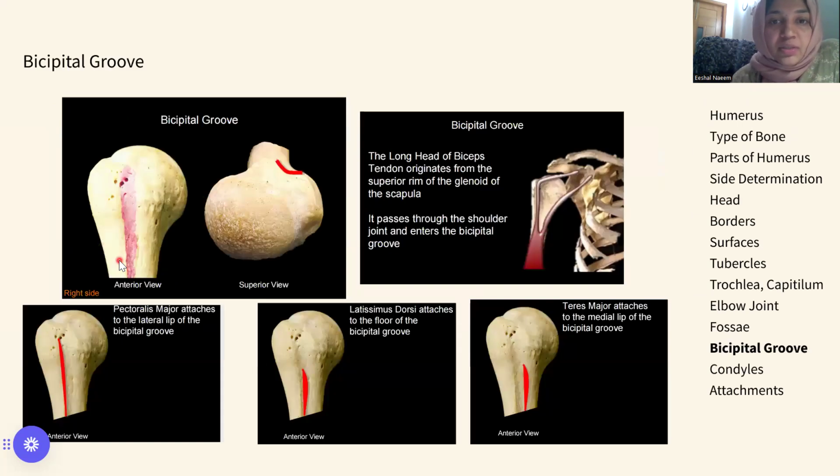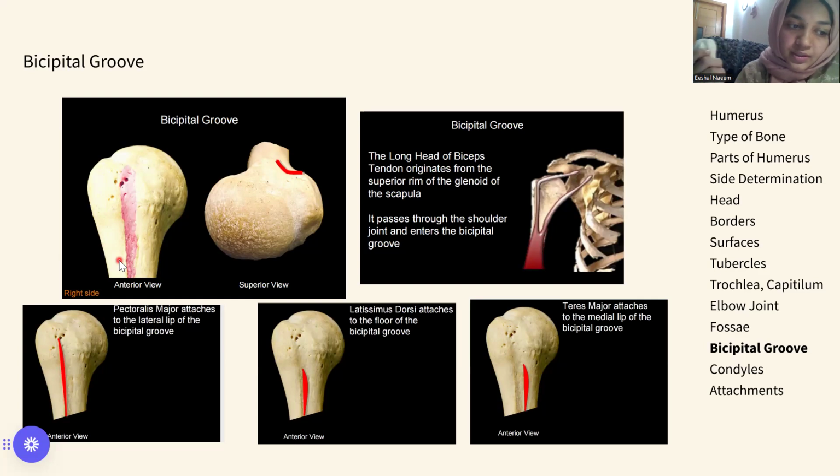Okay, now there's an important groove. We're not doing the attachments yet, but since this groove is really important, I want to touch it with you guys. So there's a bicipital groove, right? The bicipital groove, also known as the intertubercular sulcus. Can you see where my finger is? Between the lesser tubercle and the greater tubercle, there's a sulcus that is literally fitting my finger here. This is called the bicipital groove.